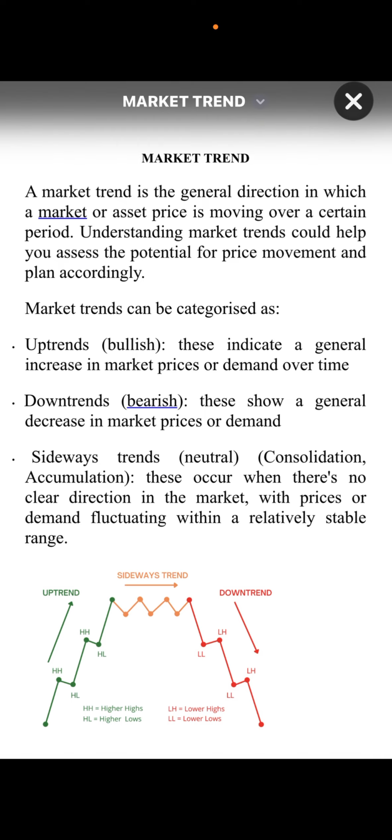Now let's talk about market trend. A market trend is the general direction in which a market or asset price is moving over a certain period. So when we are talking about market trend, we are talking about if the price of a particular commodity or asset or crypto asset is going up, or if the price is going down. So how are we going to know if the market is going up or down? You have to check your candlestick to know this.